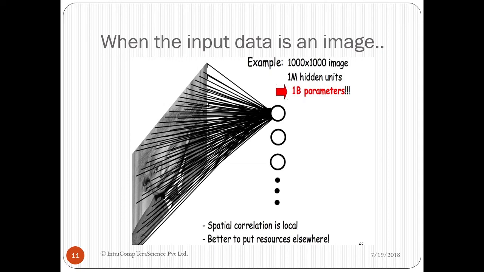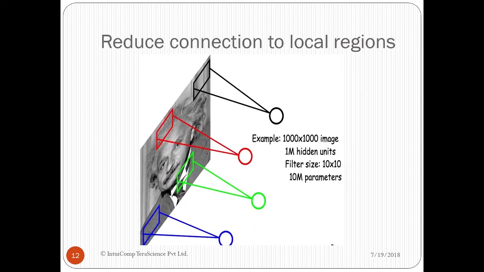In an image, you have some local spatial correlation, which means that nearby pixels are related to each other. So this is the best solution. For example, a pixel of an eye would mean nearby pixels also belong to the eye. Now reduce connections to the local regions. How can it be done?